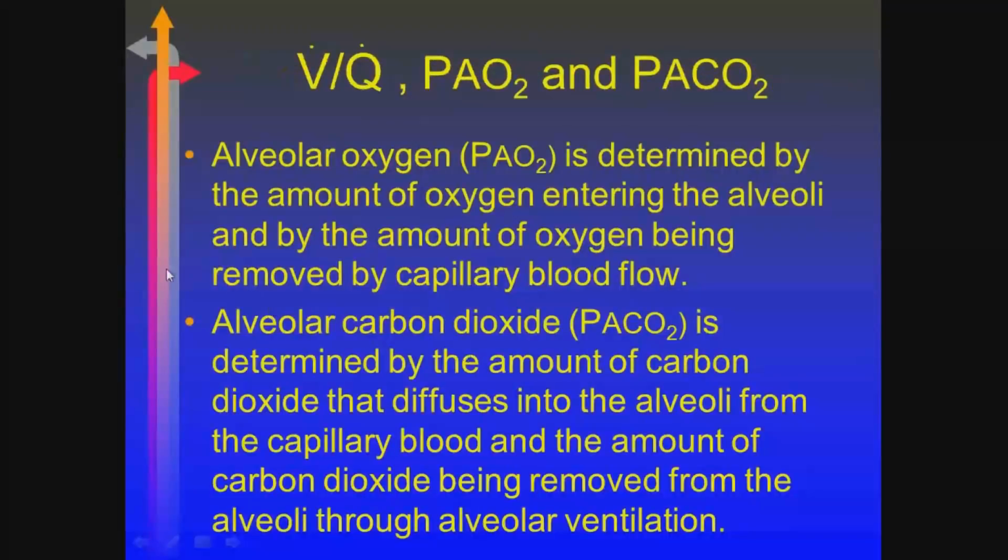The amount of alveolar oxygen you have is dependent upon 2 logical things: how much you're putting in and how much you're taking out. So the amount of oxygen in the alveolus is dependent upon how much ventilation you have putting it in and how much perfusion you have taking it away. Same is true with alveolar carbon dioxide. How much is going to be able to diffuse across the alveolar capillary membrane is dependent upon how much you're bringing back and how much ventilation you have taking it away.